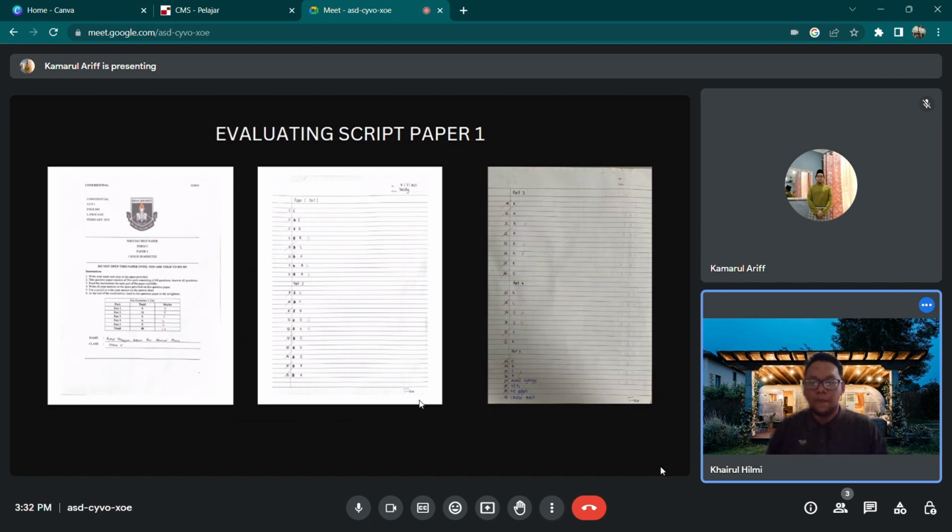As you can see, the marks that the student gets, and the middle one is for part 1 and part 2 of paper 1. As you can see, the student didn't score full marks because it contains errors on several levels, and the right one is for part 3, part 4 and part 5.